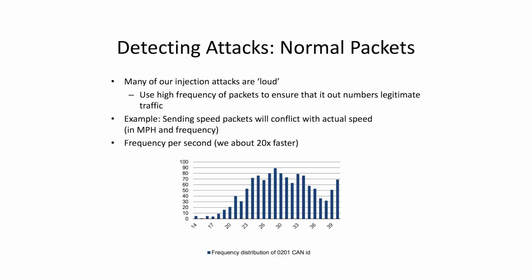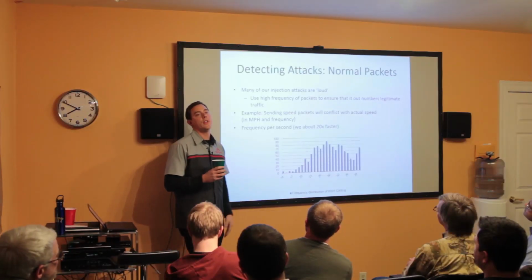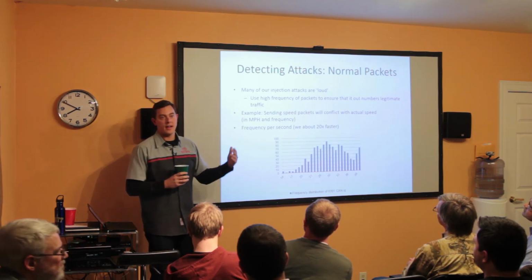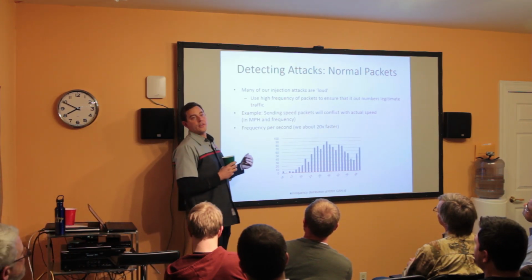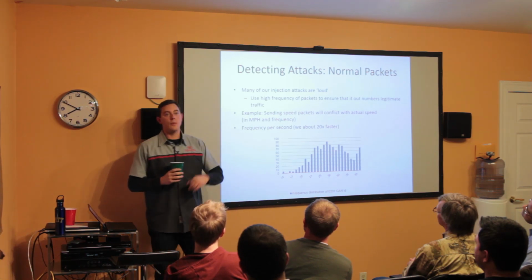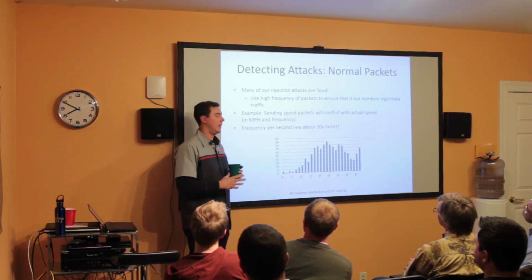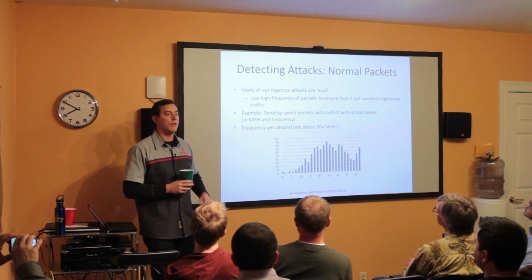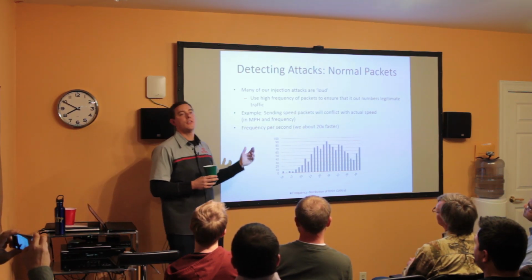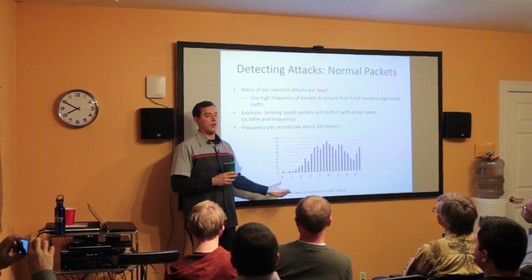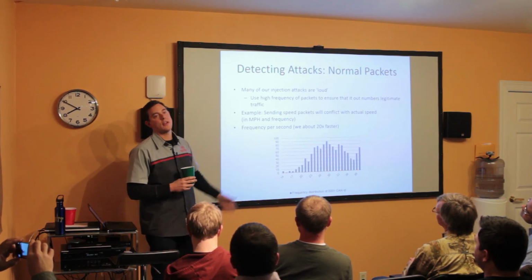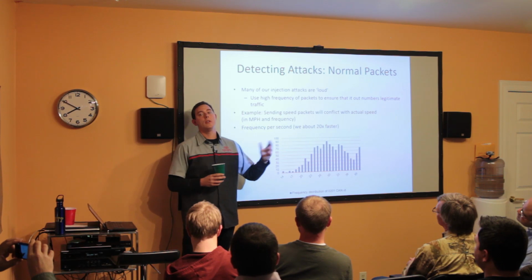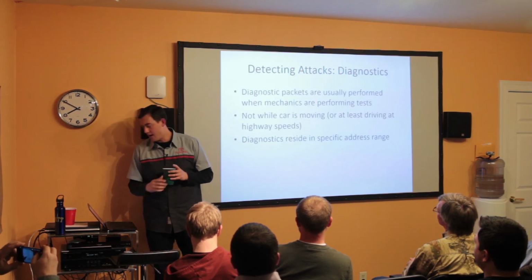Detecting attacks. Here's where we try to do some good. Normal packets, like I said before, the speed happens, we'll say, 10 times every 2 milliseconds. These frequencies are very predictable. It's not like the internet where you don't know what the traffic's going to look like. If you saw 1,000 speed packets in 1 millisecond or 10,000 in a second, that's obviously not what the car's doing. Someone's doing that. So you can detect attacks based off anomalies, especially frequency anomalies.